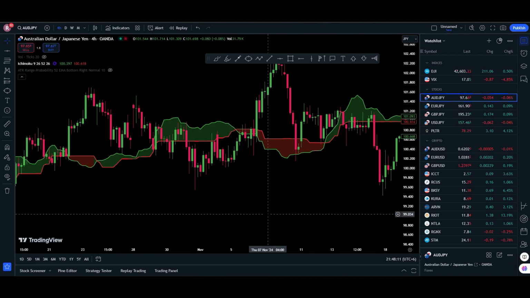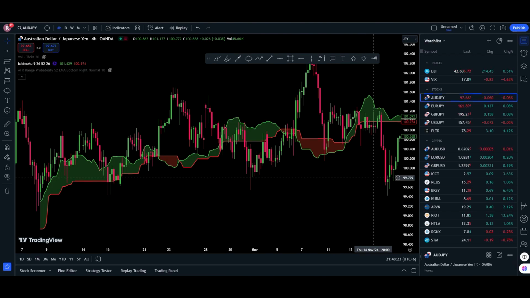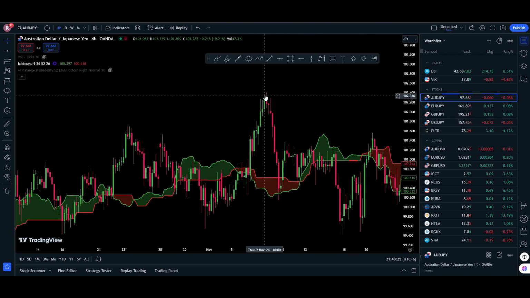So the thicker the cloud, the more resistive it will be depending on the market direction. If the market direction is bullish like this, and it is coming down, this cloud will work as a support.